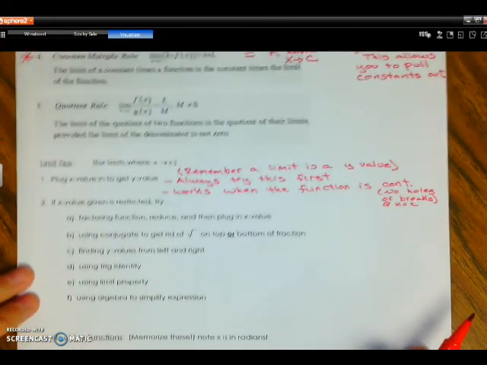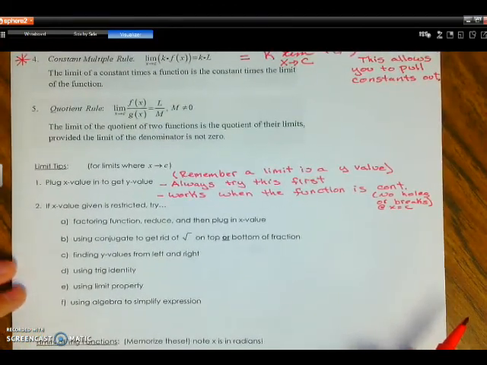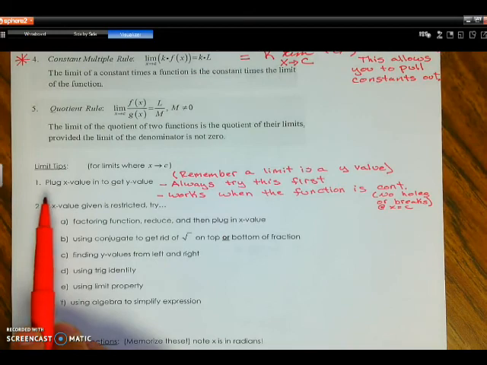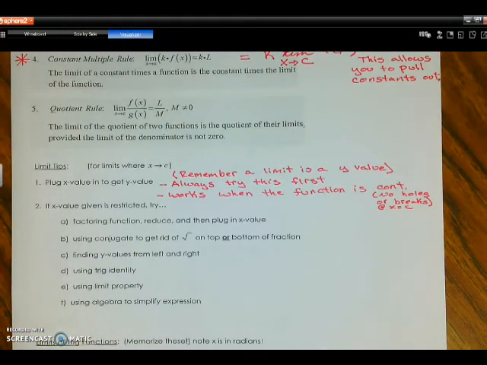All right, so then we talked about some general tips when taking limits. So remember, our limit is a y value. So the first thing you always want to start with is plugging in the x value to get a y value. This is called direct substitution. That's what that's called. And you're always, always, always going to try this first.